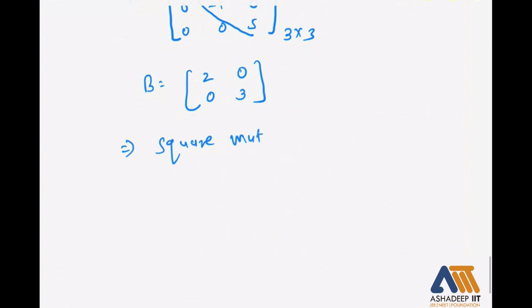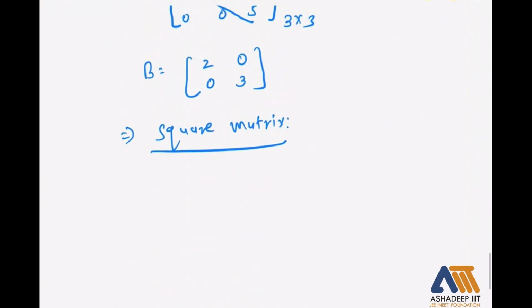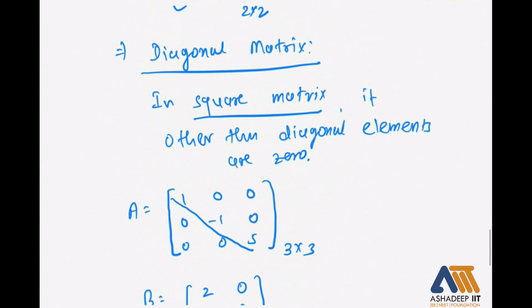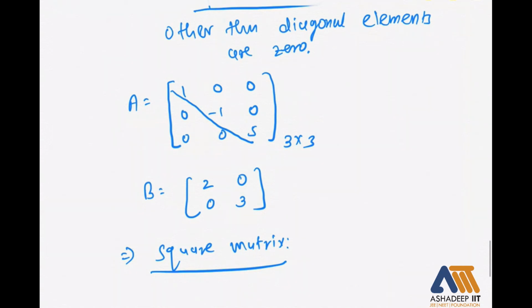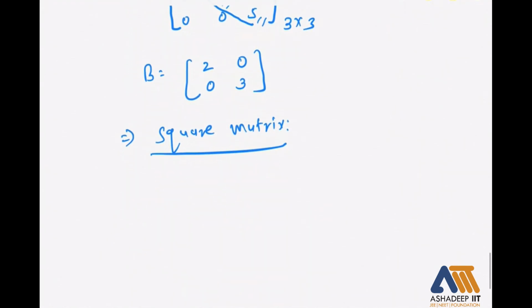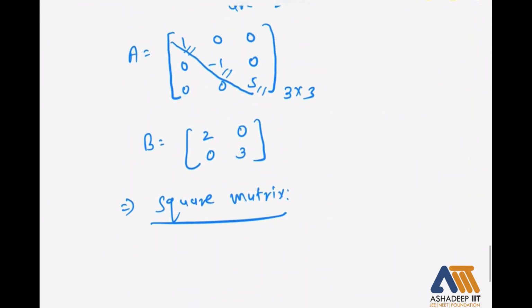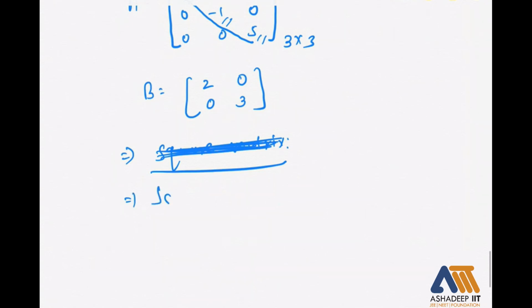Next one is a scalar matrix. In the diagonal matrix, if all diagonal elements are the same, then that matrix is said to be a scalar matrix. Sorry, here it is a scalar matrix. We are now discussing the scalar matrix.